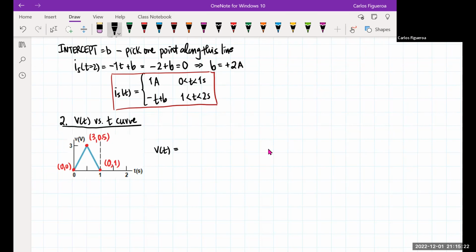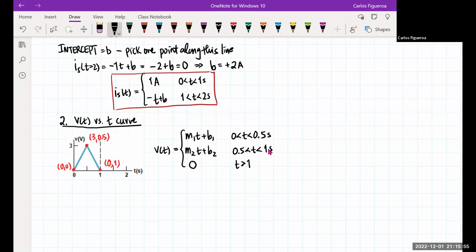You could see here that I'm going to have some M1t plus B1. I'm going to have M2t plus B2. And that is for the interval of half a second, between 0 and half a second. And then from half a second to 1 second. And then you could see that the voltage goes to 0 for t greater than 1 second.